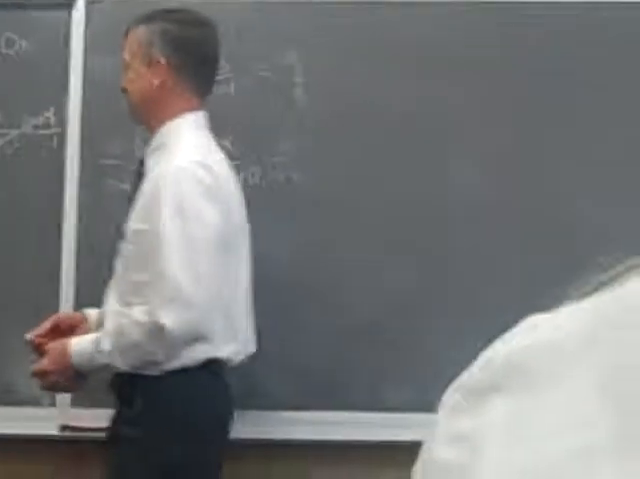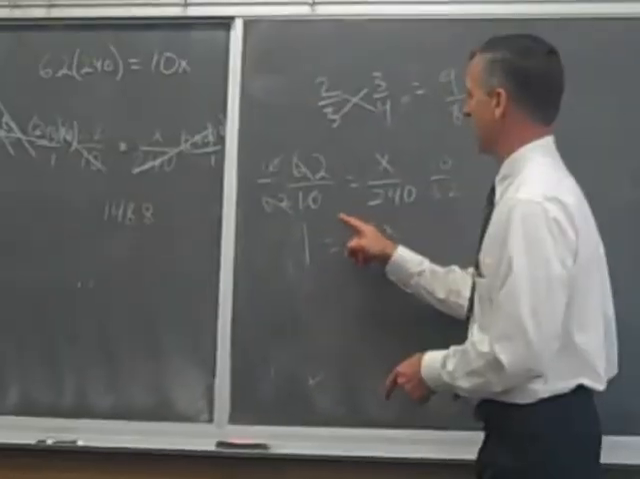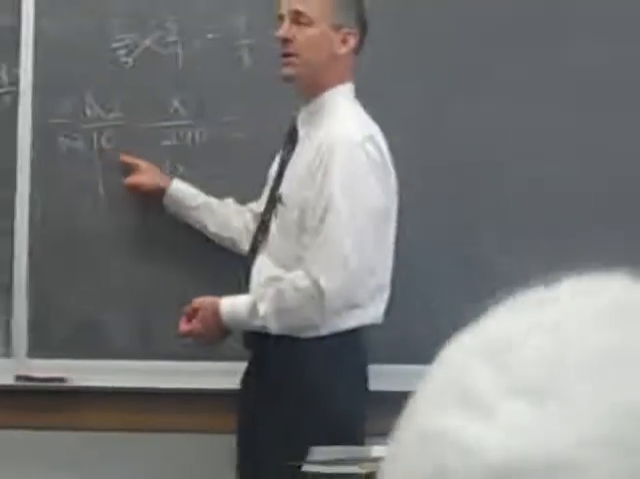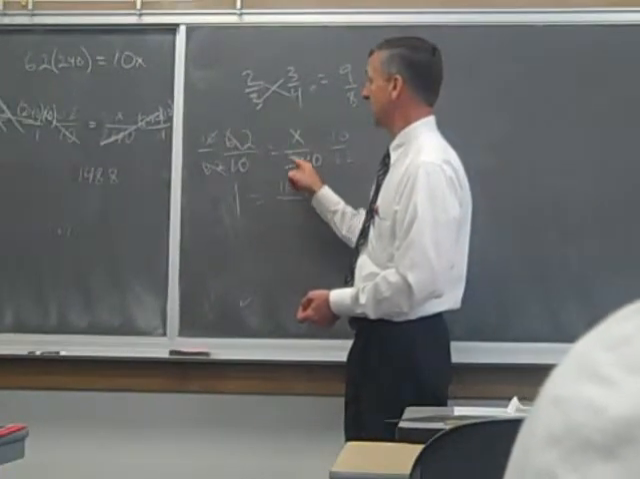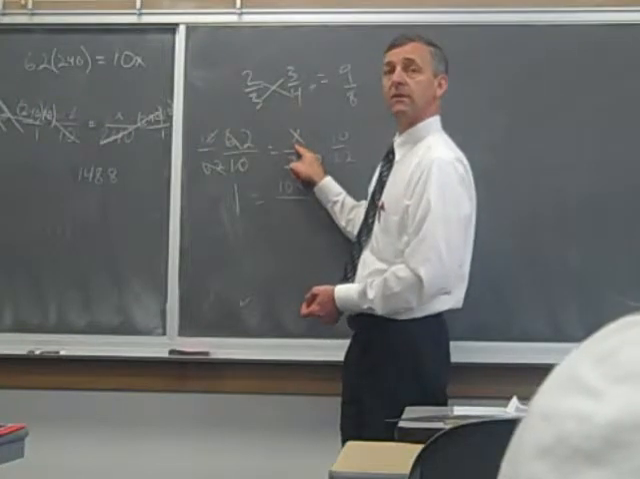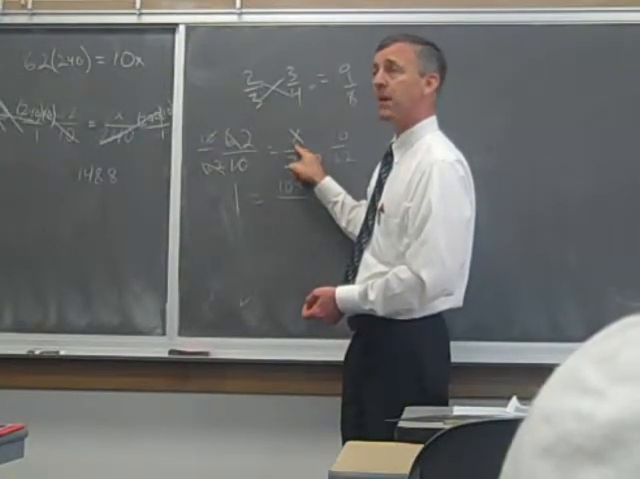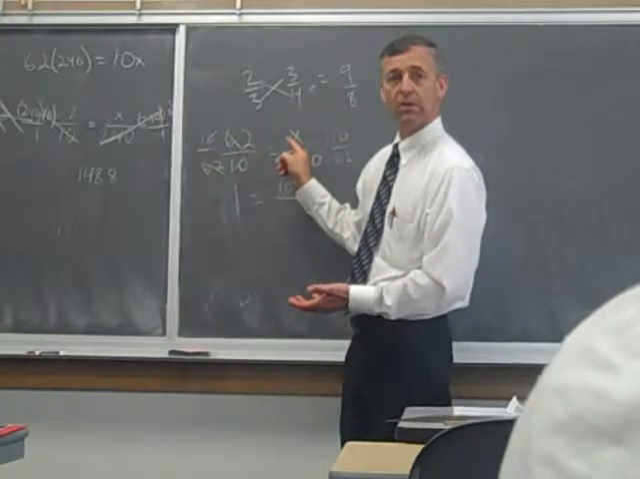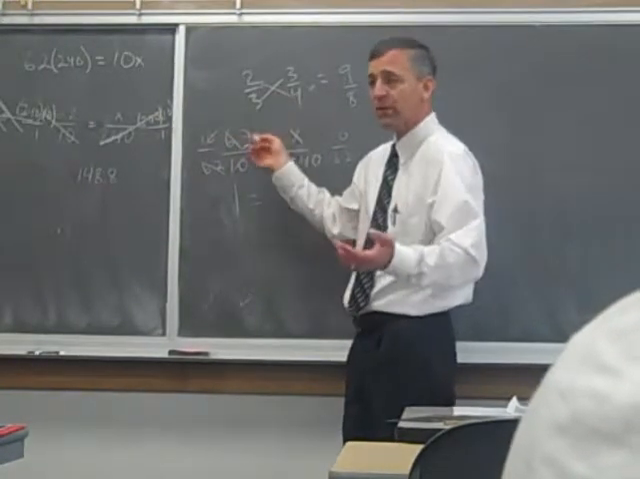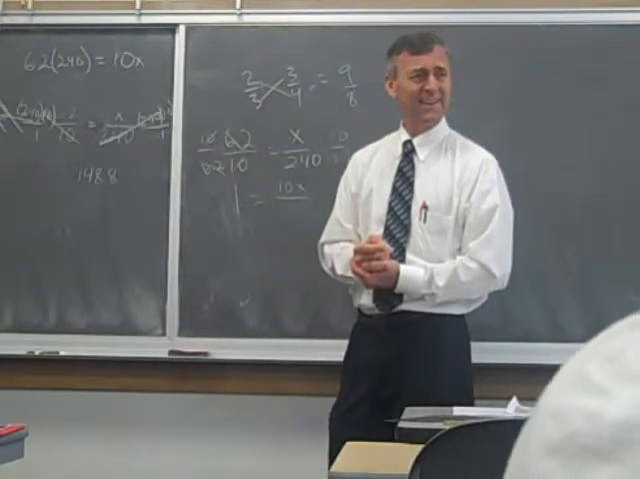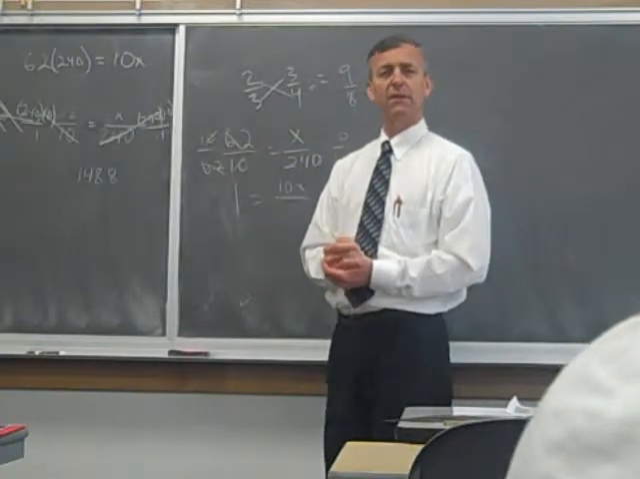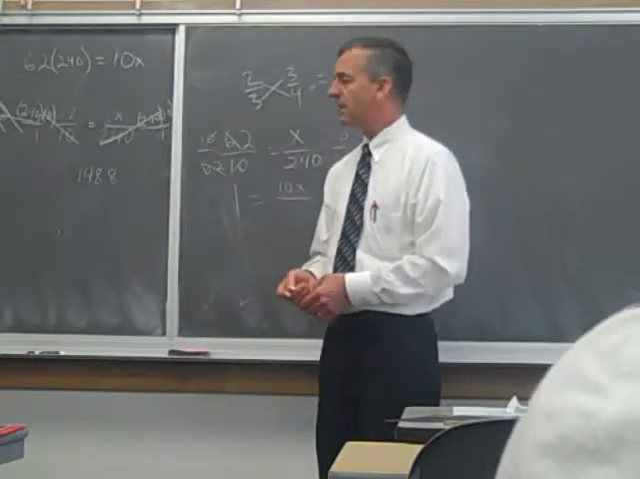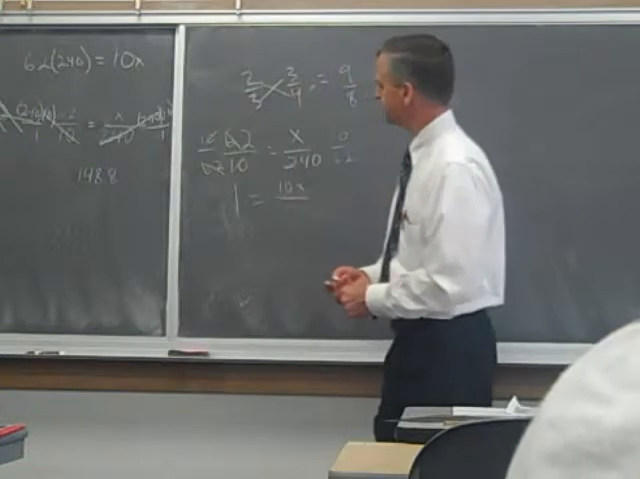Well, notice the shadow was 10. This shadow was 240. That's 24 times. So guess what? The pyramid's going to be 24 times as high as the pole. Just 6.2 times 24 is your answer. Does that make sense? If you understand proportions, there's a shortcut just thinking about it. Okay.